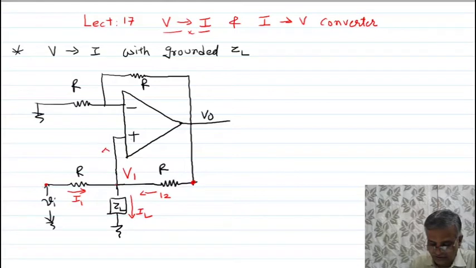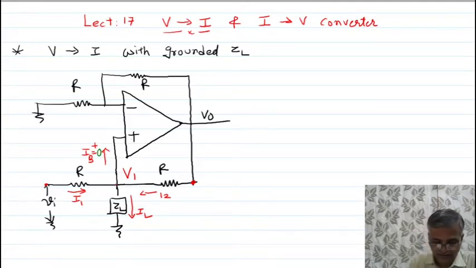This current is almost zero, because of the very high input resistance. Say IB plus is the bias current flowing into the non-inverting terminal. Due to the very high input impedance, this current is almost zero.